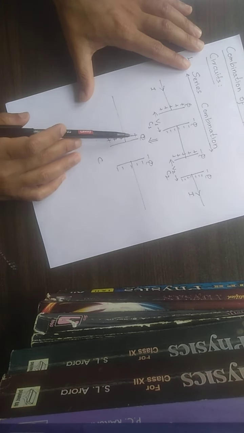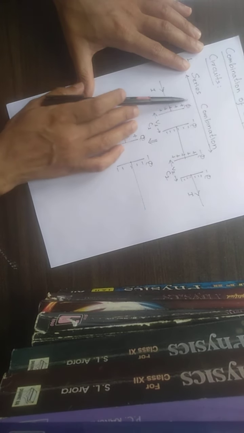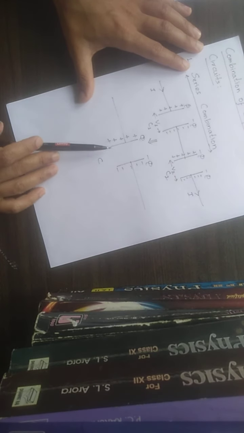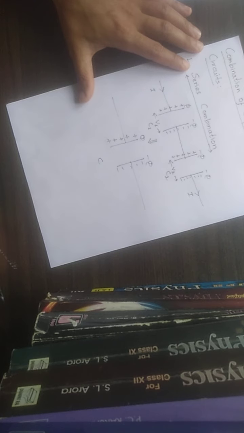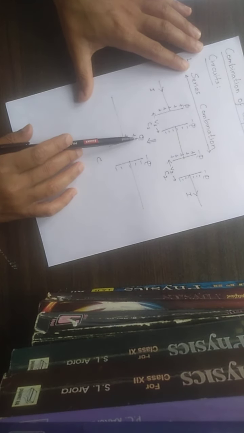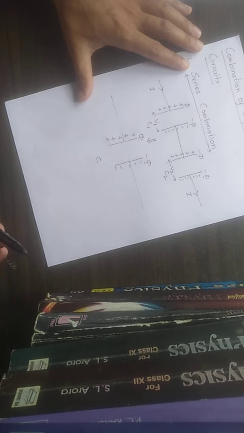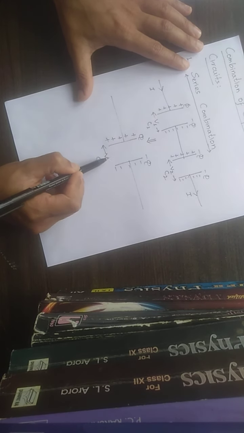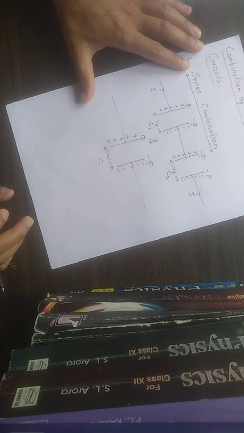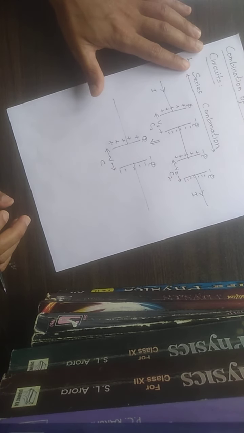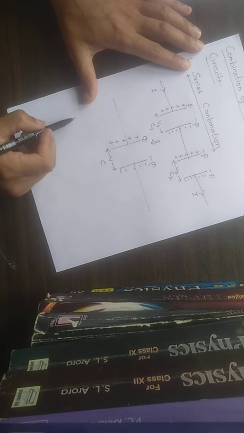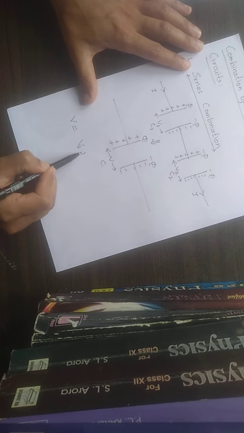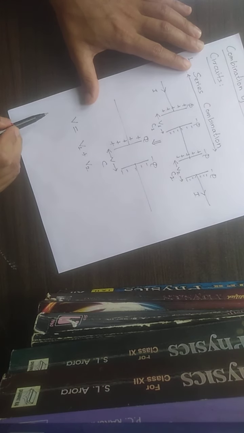So individually they store the same amount of charge. If the charge stored is Q, here also the charge stored will be Q because they are in series. But what thing will vary? The potential difference on this particular resultant capacitor will be different, and this potential difference V will simply be the sum of the individual potential differences of the two capacitors.